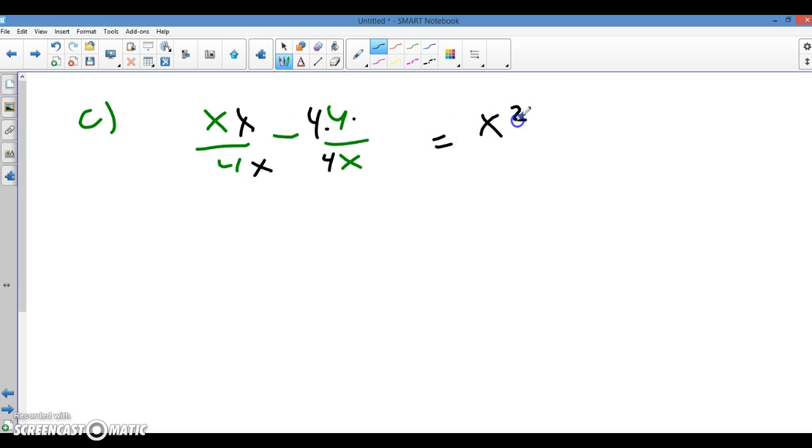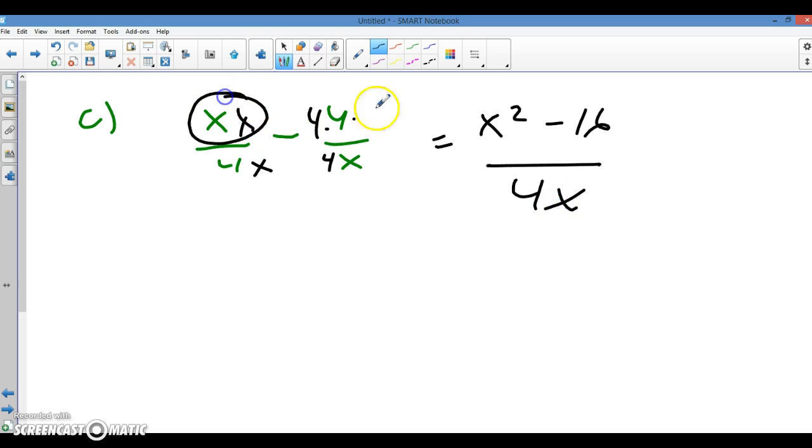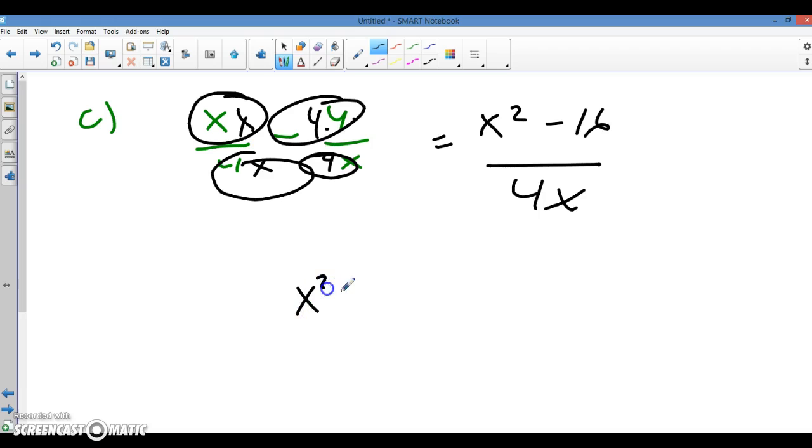So this will turn into x squared minus 16 all over 4x. So this is x squared, this is minus 16, and 4x. And then you go from there. In this question, what ends up happening is you end up having something like this.